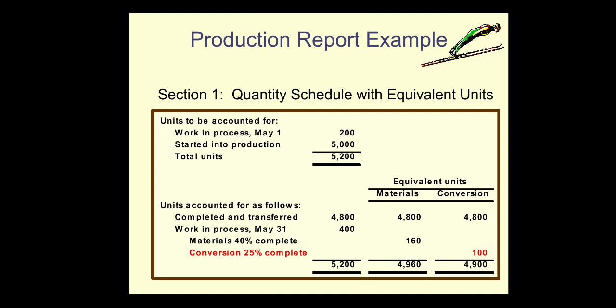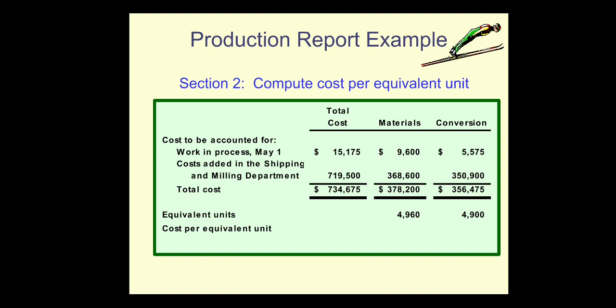So the physical unit at the end of the month of May is 5,200. That is physical unit. But equivalent unit is, in terms of material, it is 4,960, and in terms of conversion cost, it is only 4,900 unit. 4,900 equivalent unit. So that is the section 1 of the production report. Now, what is the section 2? Or this is the section 2 of the production report. Remember, in section 2 of the production report, you have to show the calculation for cost per equivalent unit.